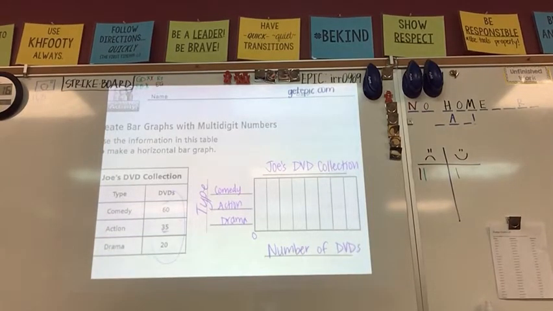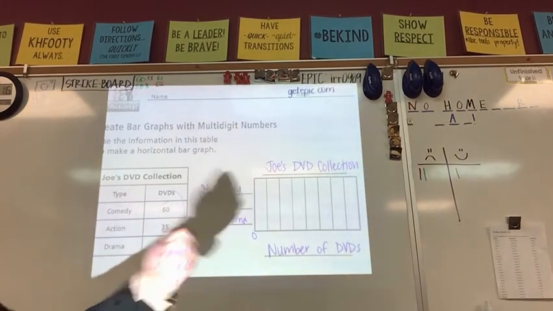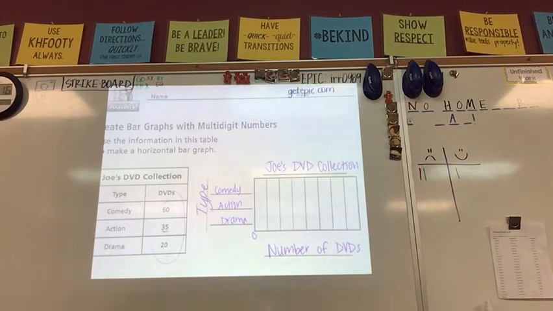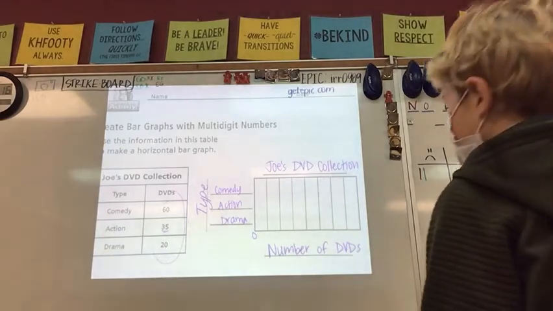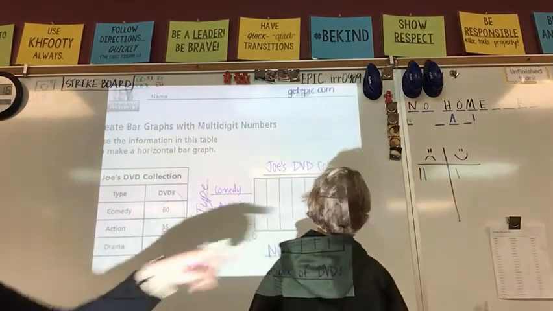Gunner? Go ahead and fill in the numbers for my bar graph up here. And then you can cap your marker at your desk. Because you guys aren't going to need your markers at your desk for this one. It's just if you get called up front. We decided on an interval of 10s. So you can fill in 10, 20, 30.